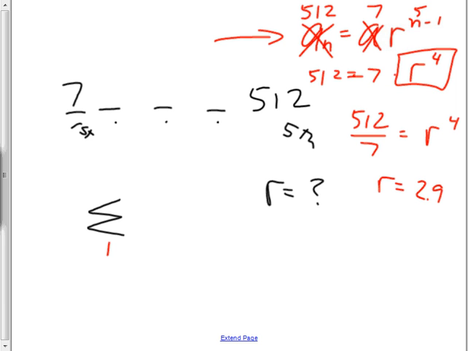Summation from 1 to, how many terms were there? 5. From 1 to 5 of a times r to the n minus 1. What's the a in this case? 7 times r. What's the r in this case? 2.9 to the n minus 1. And you have to leave that in there because this is really n equals 1. And there we have it. That's the term generator. Now that we're this far, may as well finish it. Use the sum formula to figure out the sum.